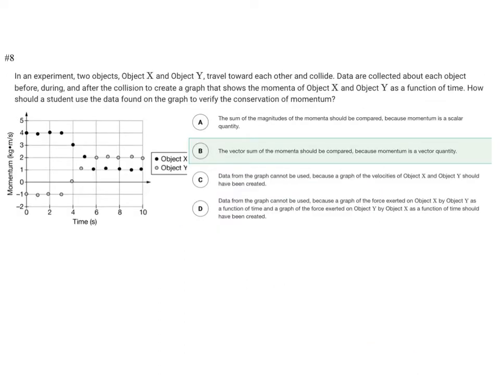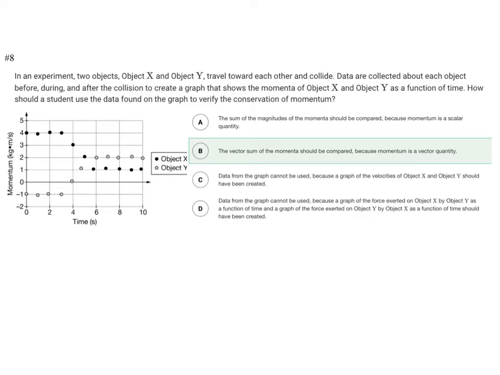All right, in an experiment, two objects, object X and object Y, travel towards each other and collide. Data are collected about each object before, during, and after the collision to create a graph that shows the momenta of object X and of object Y as a function of time. How should a student use the data found on the graph to verify the conservation of momentum? And this is one where they've got a lot of text, so you've got to read the answers.